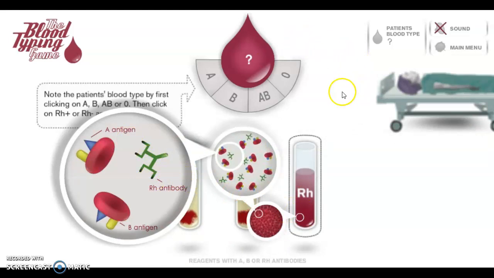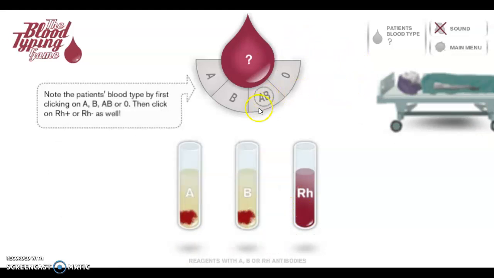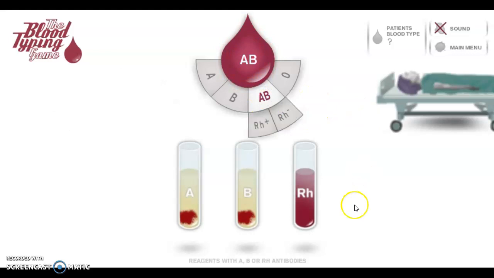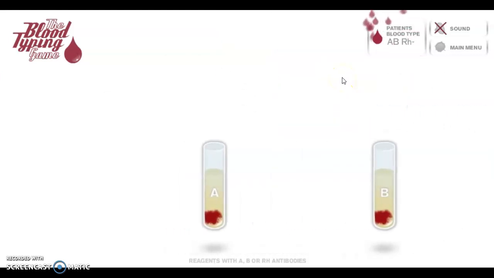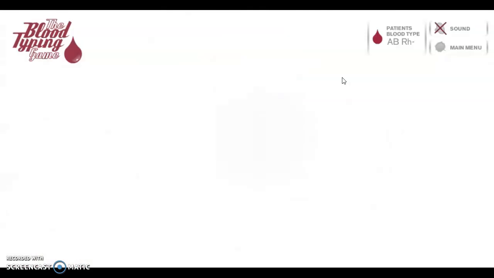So if we look at the choices for blood types, think about what this shows. She has type A antigen, she has type B antigen, so that would mean she's type AB. She doesn't have the Rh antigen, so that would mean Rh negative. Let's take her in to give her a transfusion now that we know her blood type.